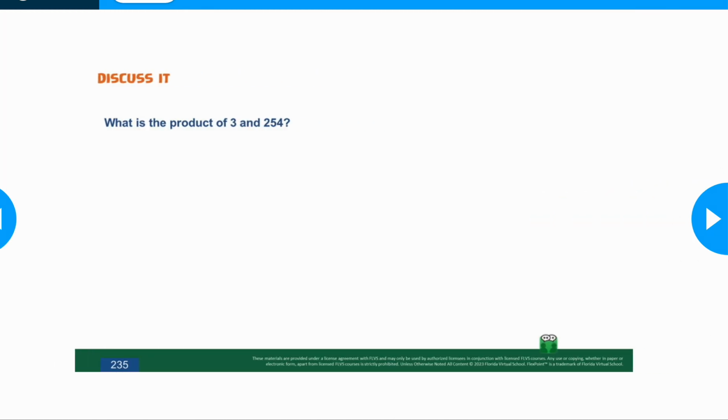So let's go ahead and review some different strategies we could use to find the product of the number 3 and the number 254. Well, we could do repeated addition, 254 plus 254 plus 254. We could also multiply by the place values using the area model. So doing 3 times 200 and 3 times 50 and 3 times 4 and adding all those numbers together.